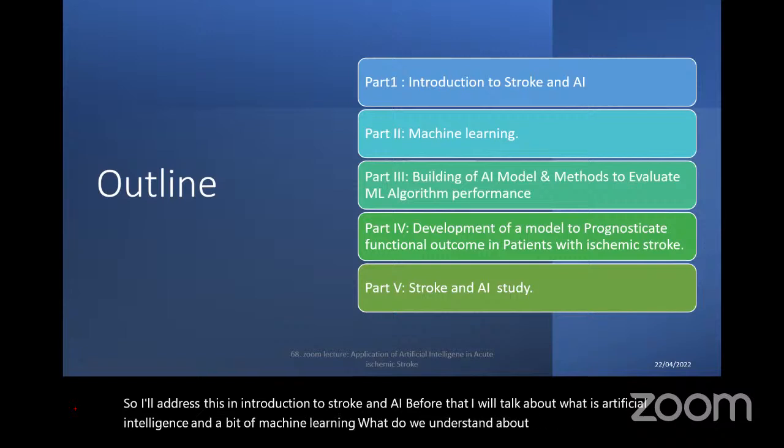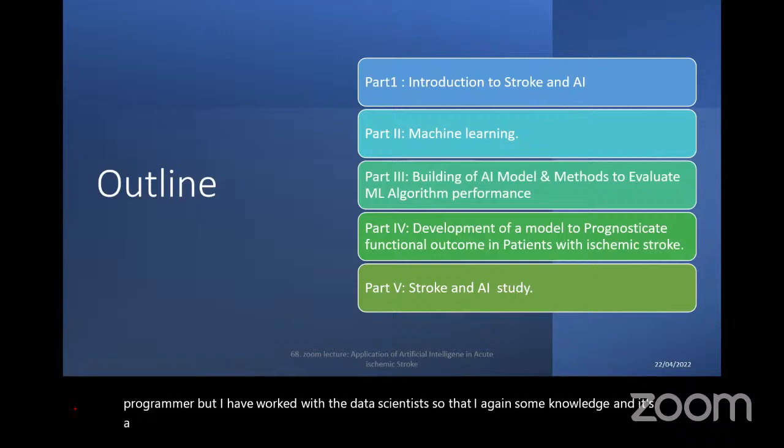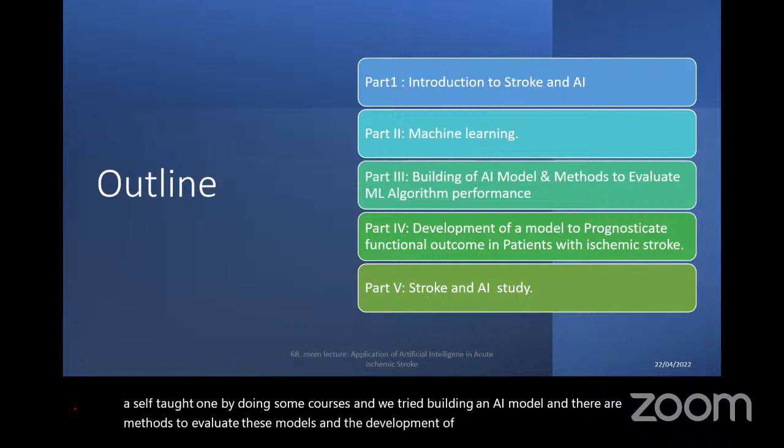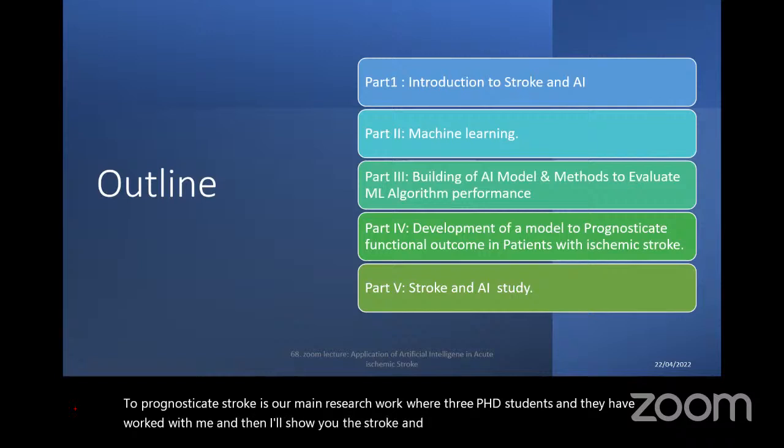Mind you, I am not a programmer, but I have worked with data scientists so that I gain some knowledge, and it's a self-taught one by doing some courses. And we tried building up an AI model, and there are methods to evaluate these models. And the development of a model to prognosticate a stroke is our main research work, where 3 PhD students have worked with me. And then I'll show you the stroke and AI study.